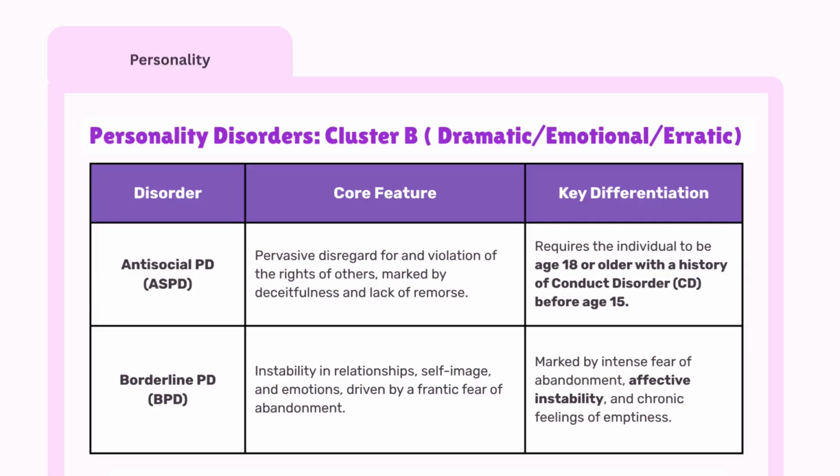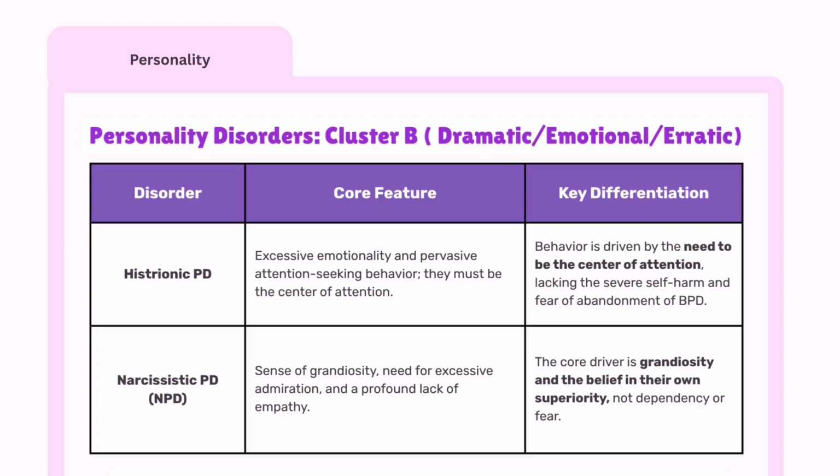Speaking of which, let's go over histrionic PD. So the core feature of this disorder is excessive emotionality and pervasive attention-seeking behavior. In essence, they must be the center of attention. For example, a man exaggerates a minor scratch into a dramatic, tearful collapse in the middle of a hallway to draw a crowd of concerned onlookers.